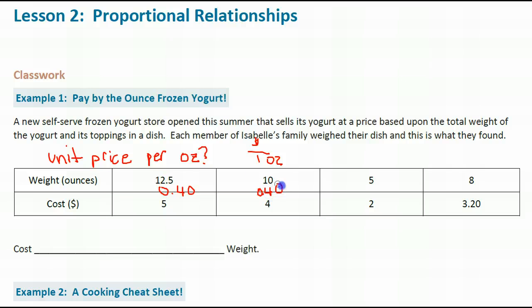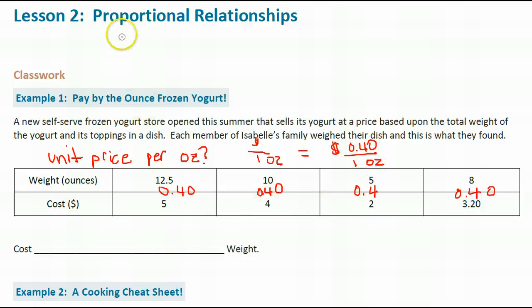0.40. Or just 0.4, that's fine. The last 0 is not significant, but I write 0.40 because it's money. It's 40 cents per ounce. So you're looking at 40 cents. Don't forget my labels. 40 cents for every 1 ounce.